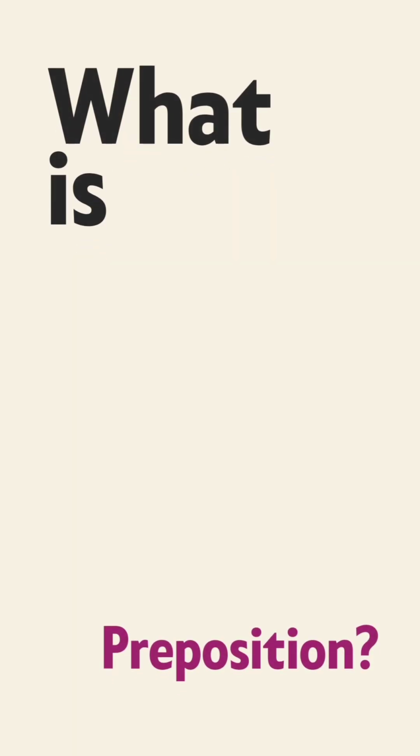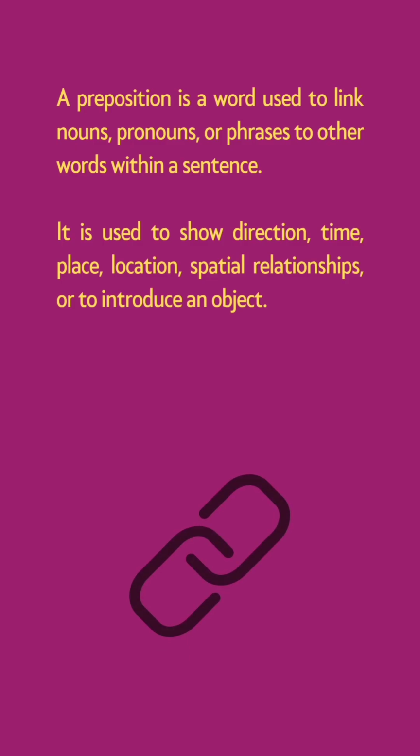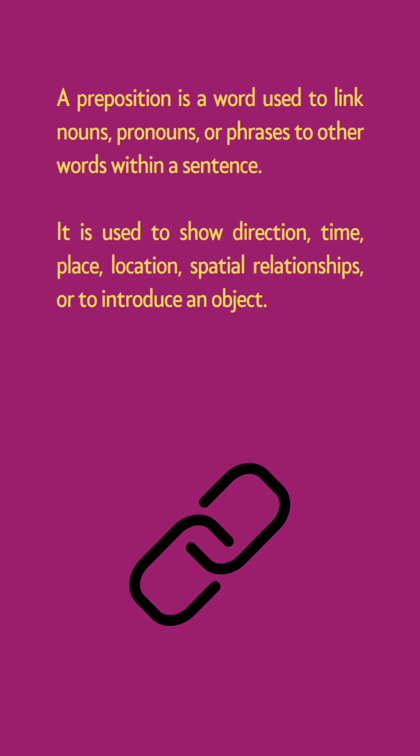In this video, I'll talk about what is a preposition. It is one of the parts of speech. It is a word used to link nouns, pronouns or phrases to other words within a sentence. It is used to show direction, time, place, location, spatial relationships or to introduce an object.